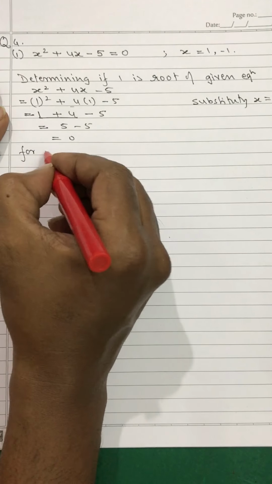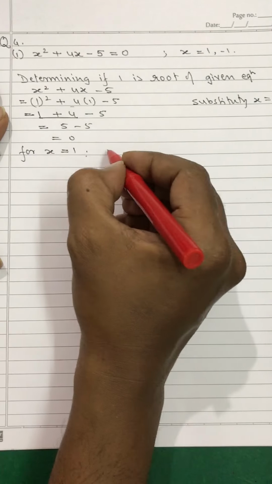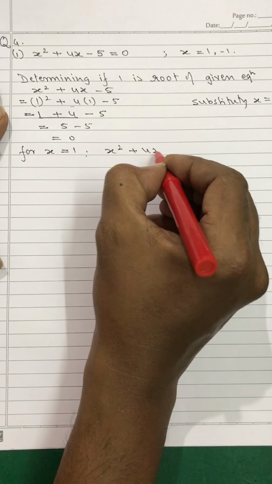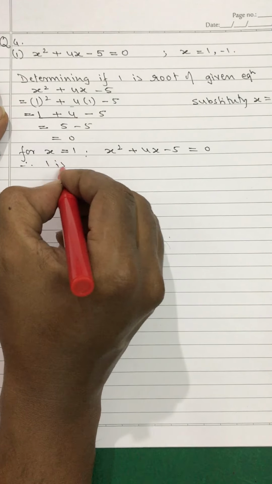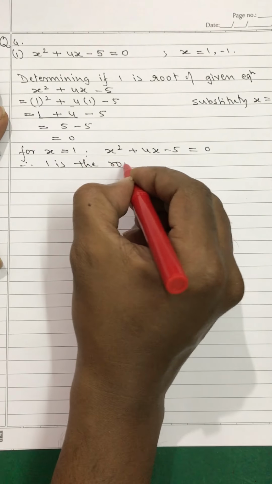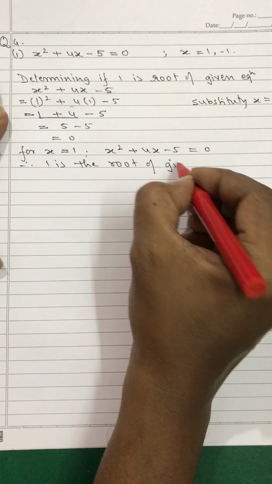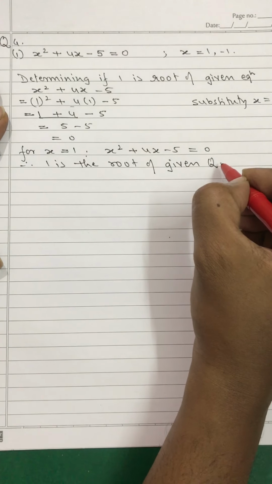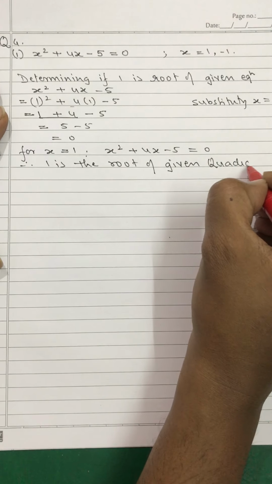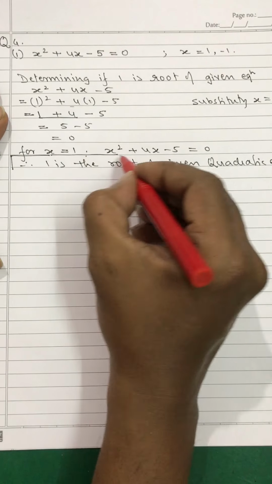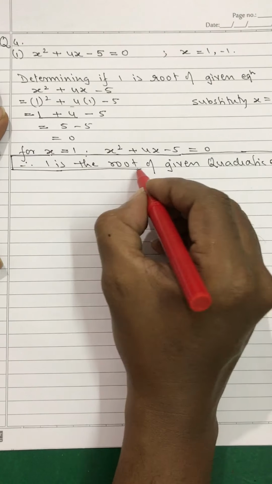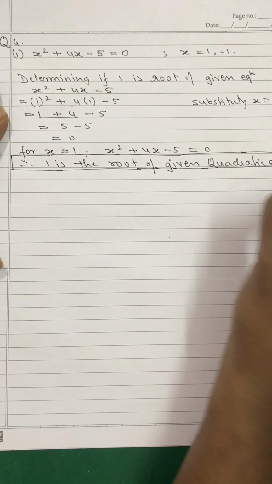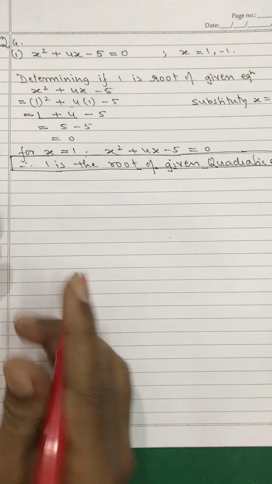For x is equal to 1, x square plus 4x minus 5 is equal to 0. Therefore, 1 is the root of the given quadratic equation. Fine, this is done.